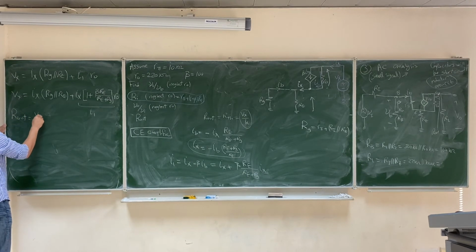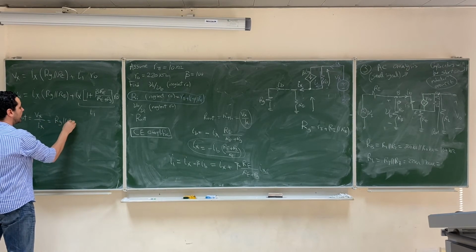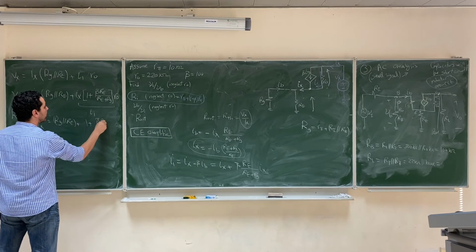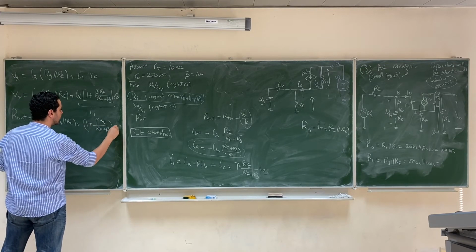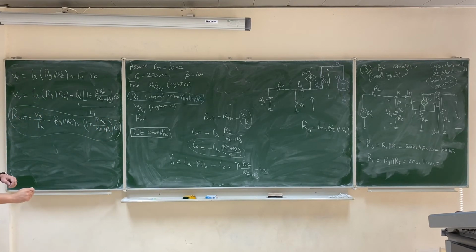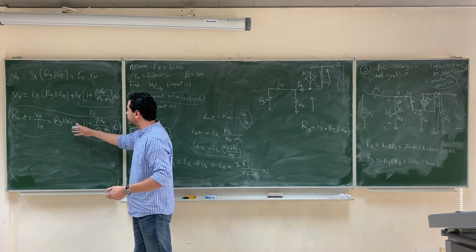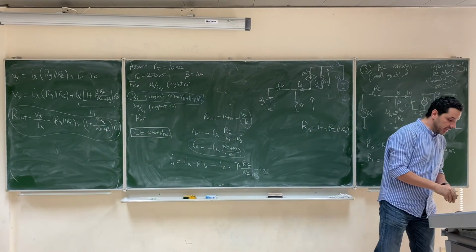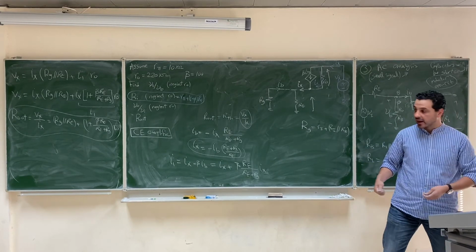So R output will be Vx over Ix, which will be Rg parallel to Re plus 1 plus beta Re over Re plus Rg, all of this multiplied by Ro, and this is the expression for Rout. Of course, after you do that, you can substitute the values of Rg, Re, beta, Ro in order to get a number, and if you do that, you will find that you will get something close to 4.5 to 5 mega ohm.